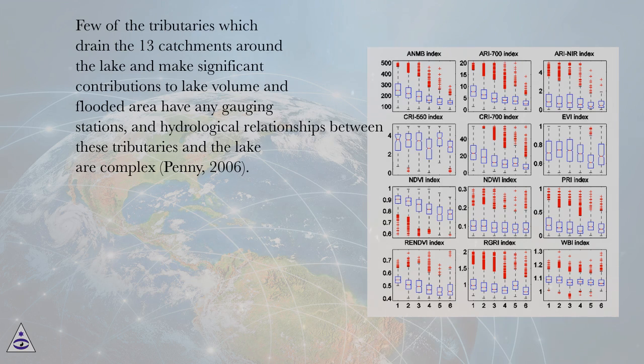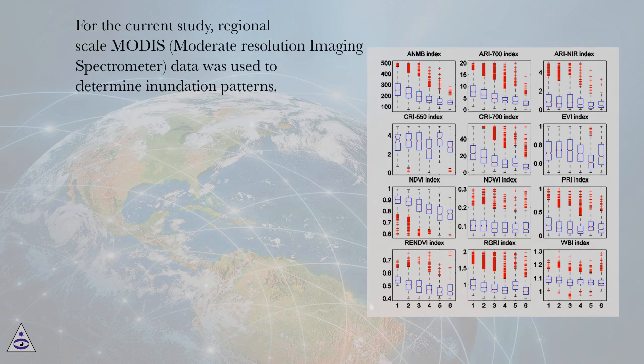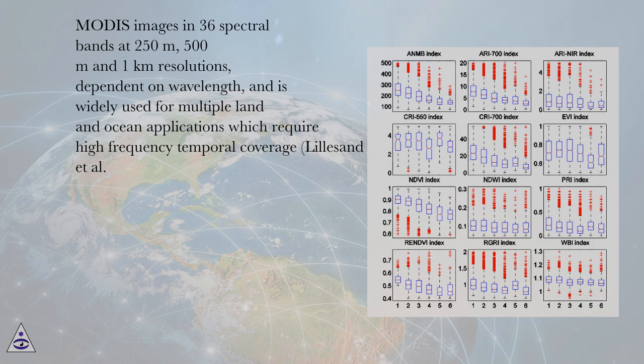Penny, 2006. For the current study, regional scale MODIS, moderate resolution imaging spectrometer, data was used to determine inundation patterns. MODIS images in 36 spectral bands at 250 meters, 500 meters and 1 kilometer resolutions, dependent on wavelength, and is widely used for multiple land and ocean applications which require high-frequency temporal coverage, Lillesand et al.